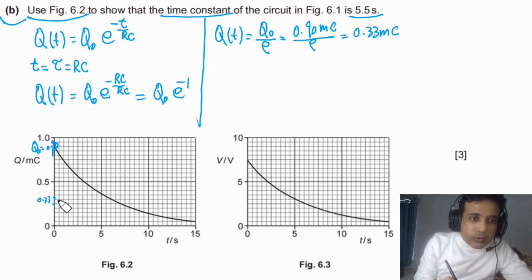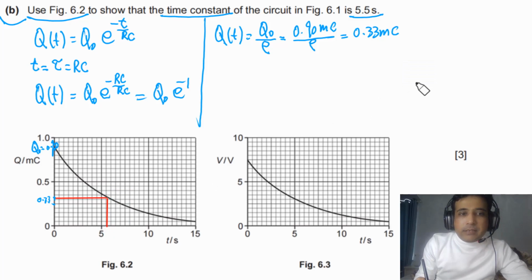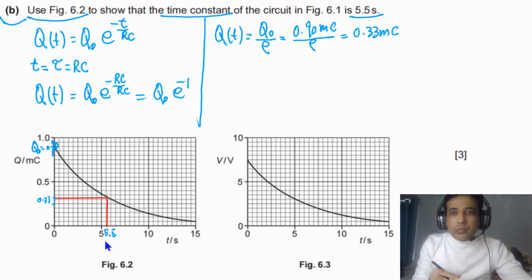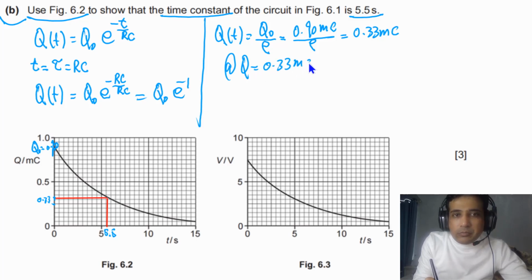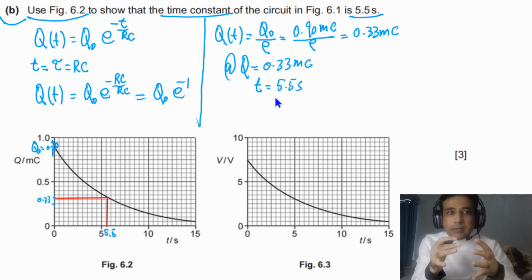So we need to find the time constant. Simply we can draw the line from here. It will intersect at this point. And then we can draw the line on the time axis. In this case, the value of time is about 5.5. So this is how we need to answer this problem. So simply we can say at Q equal to 0.33 millicoulombs, time is equal to 5.5 seconds. So this is our final answer and this is how you need to show it.